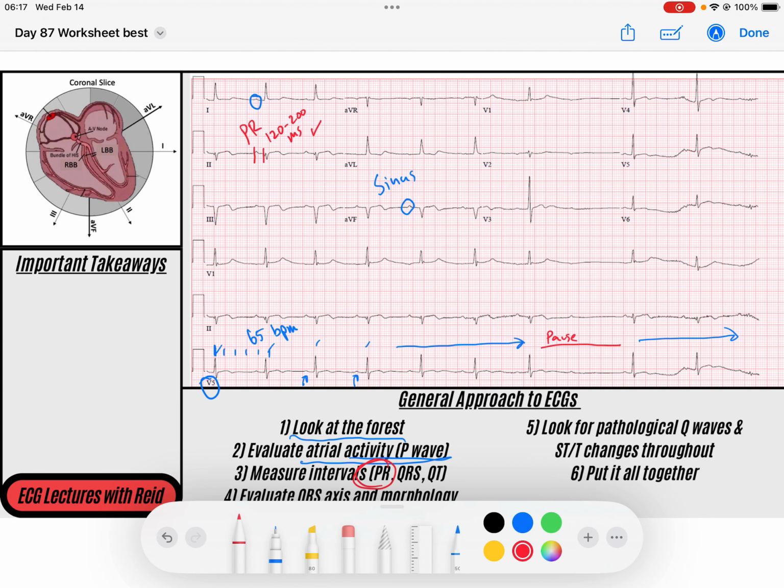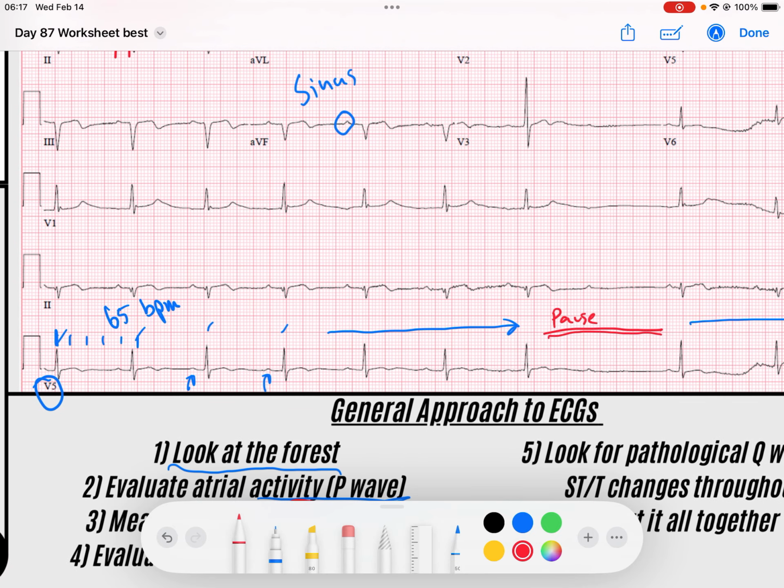Especially when we have a pause like this, we want to see whether the pause is due to an AV block. As I look through my PR intervals in V5, here's my normal PR interval, and then it starts to seem like it might be getting a little bit longer. As I scan through to this one, my P wave starts right around there, and that is maybe 6 or 7 small boxes.